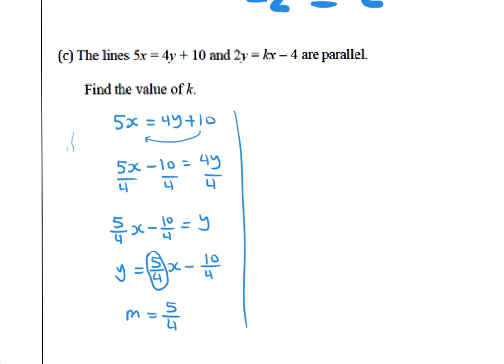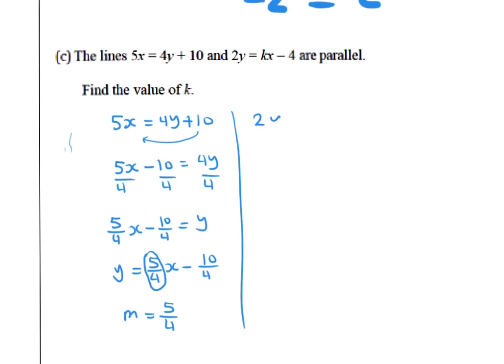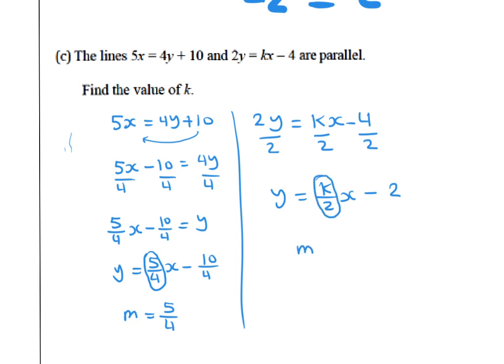In the same way, the second line, 2y equals kx minus 4. To find the gradient for this line, make y the subject. We have 2y, so you need to divide by 2. So y equals k over 2 times x minus 4 over 2, which is 2. The gradient is the coefficient of x, so the gradient is k over 2.